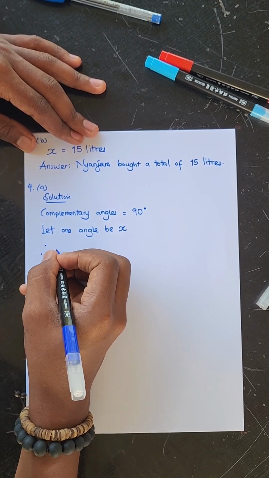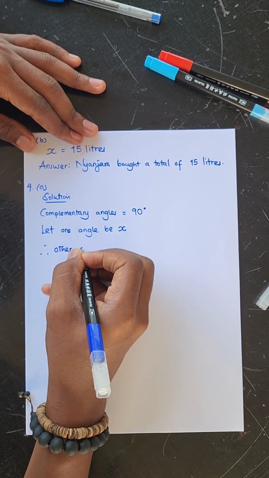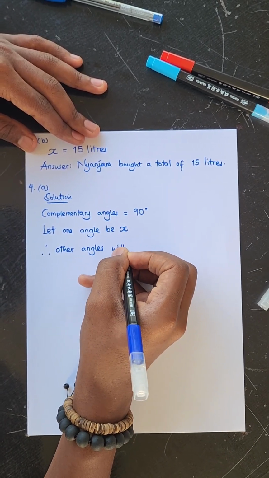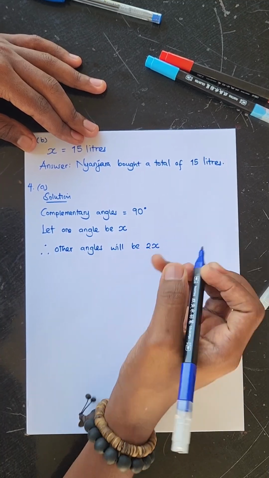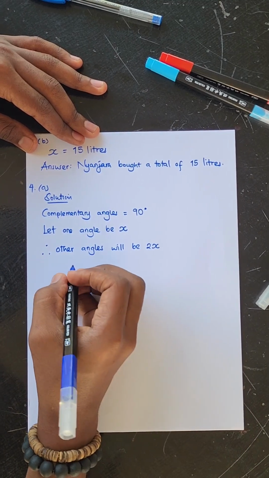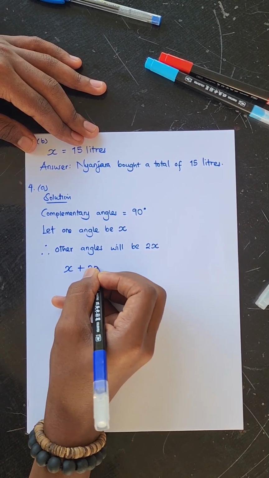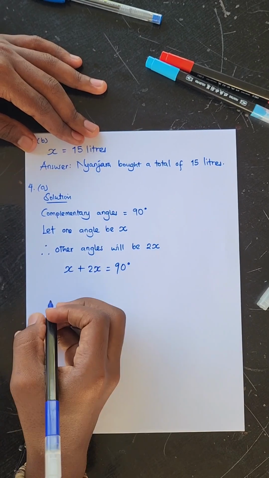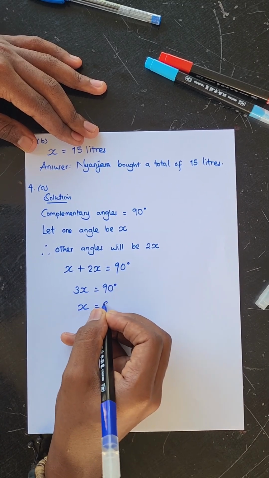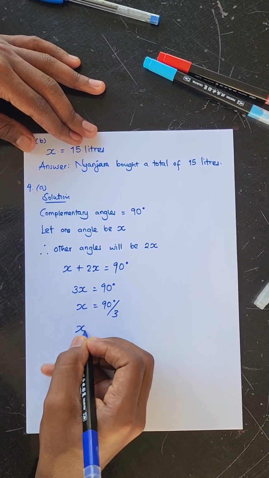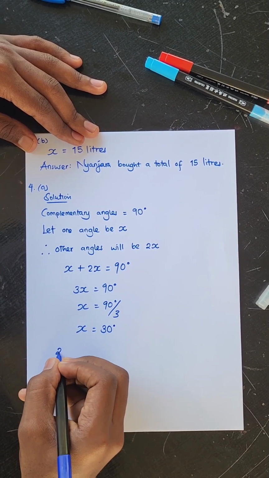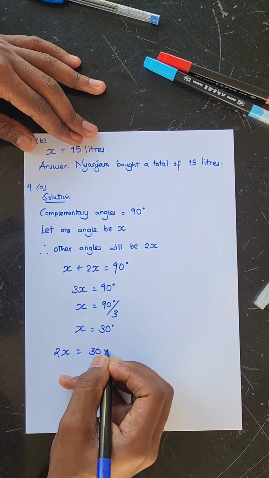Therefore, other angle, because we've been told two complementary angles, other angle will be 2x. Since the question says two complementary angles are such that one angle is twice the other. Okay, so x plus 2x gives us 90 degrees. x plus 2x gives us 3x equals 90 degrees. x equals 90 degrees divided by 3. x equals 30 degrees. Guess what the second angle is? 2x equals 30 times 2.